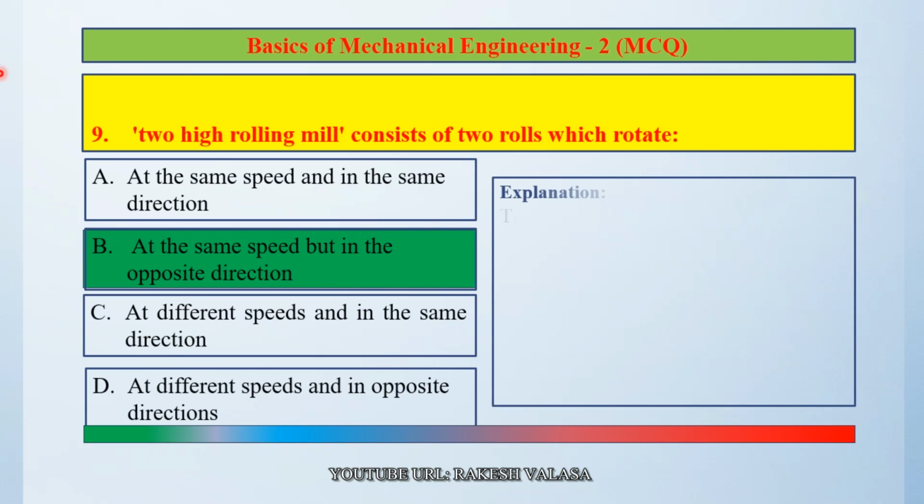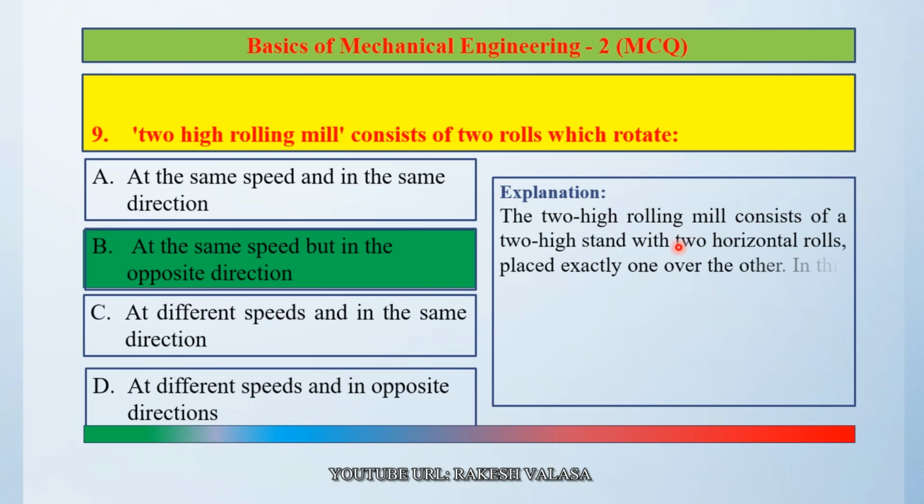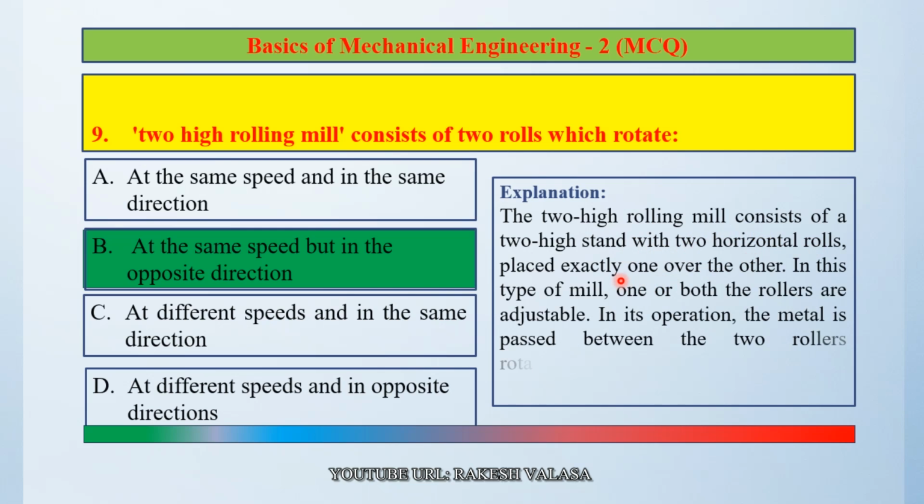Let us see the explanation. The two high rolling mill consist of a two high stand with two horizontal rolls placed exactly one over the other. In this type of mill, one or both the rollers are adjustable. In its operation, the metal is passed between the two rollers, rotating at the same speed but in opposite direction. So the correct answer is option B, at the same speed but in the opposite direction.